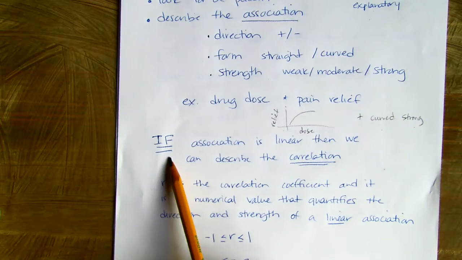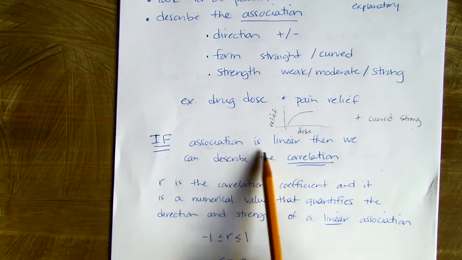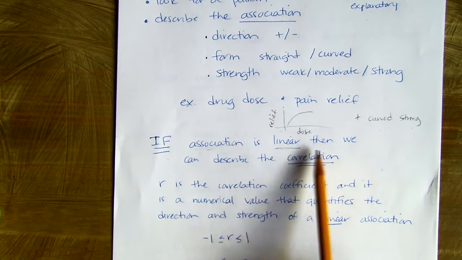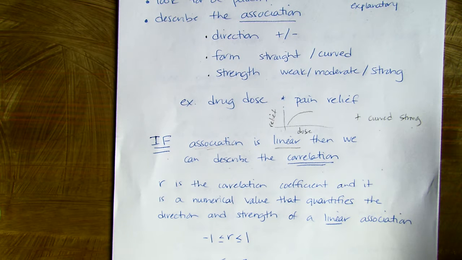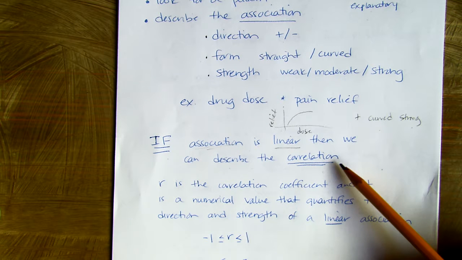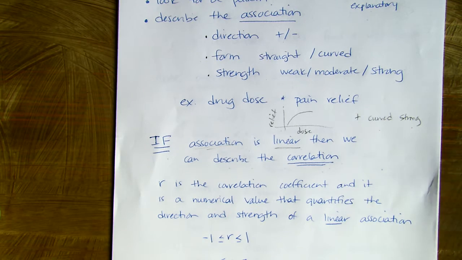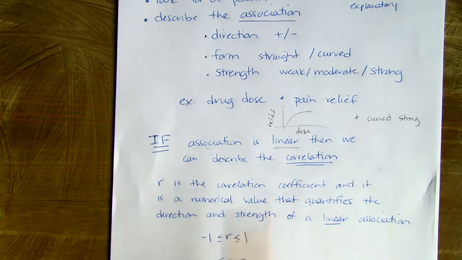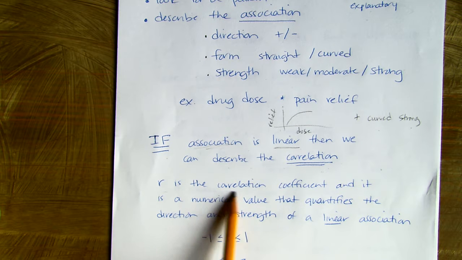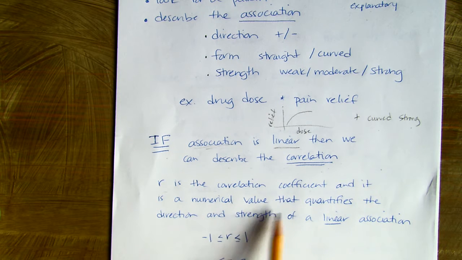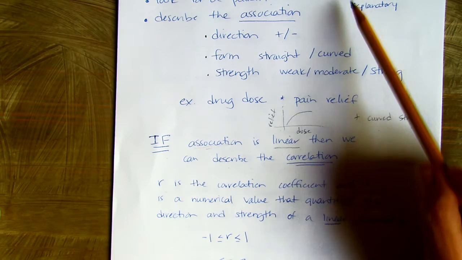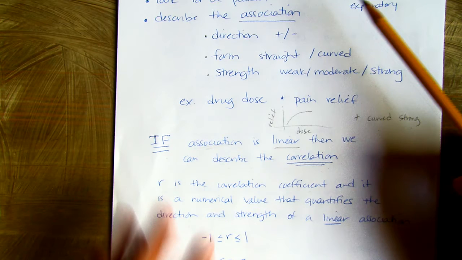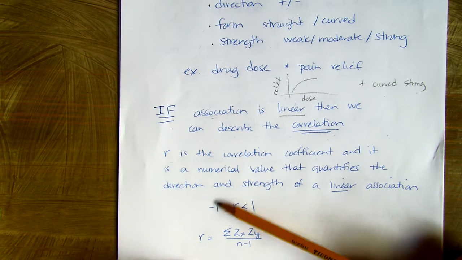Okay, so if now the association is linear, then we can describe what we call the correlation. In everyday language, correlation is overused and is not as specific. In statistics, we can only talk about correlation if we're talking about a line or data that's straight. And we use R to describe that. That's the correlation coefficient. It's a numerical value that quantifies the direction, because if it's positive, we know we have a positive relationship. If it's negative, we know we have a negative relationship.